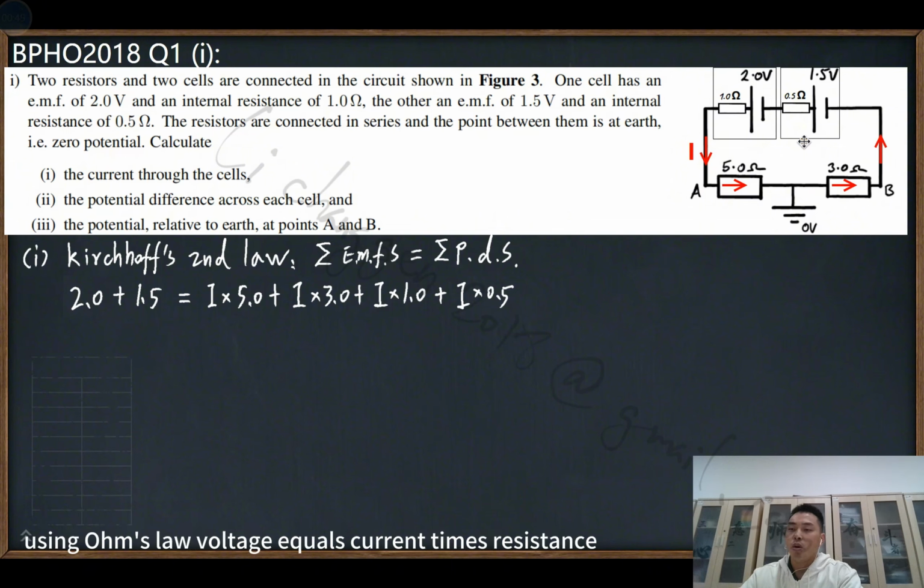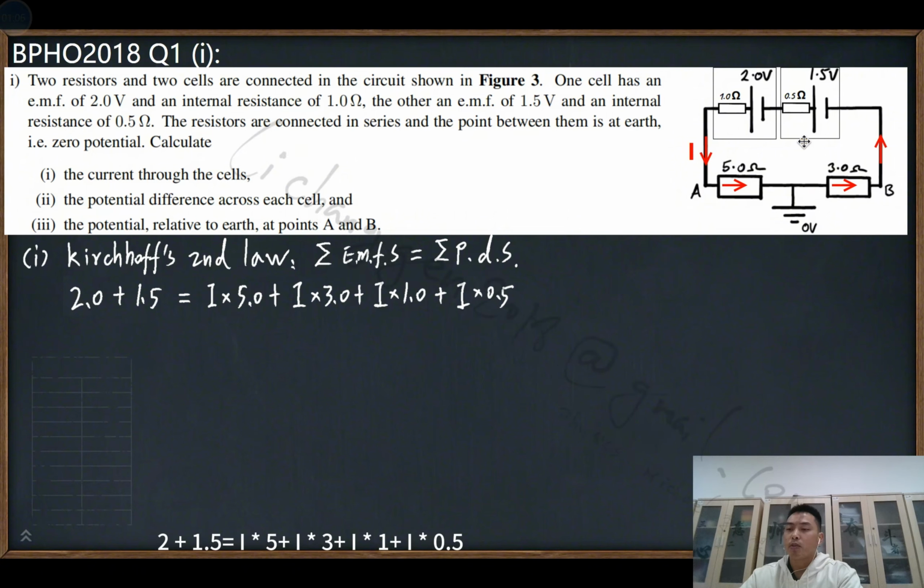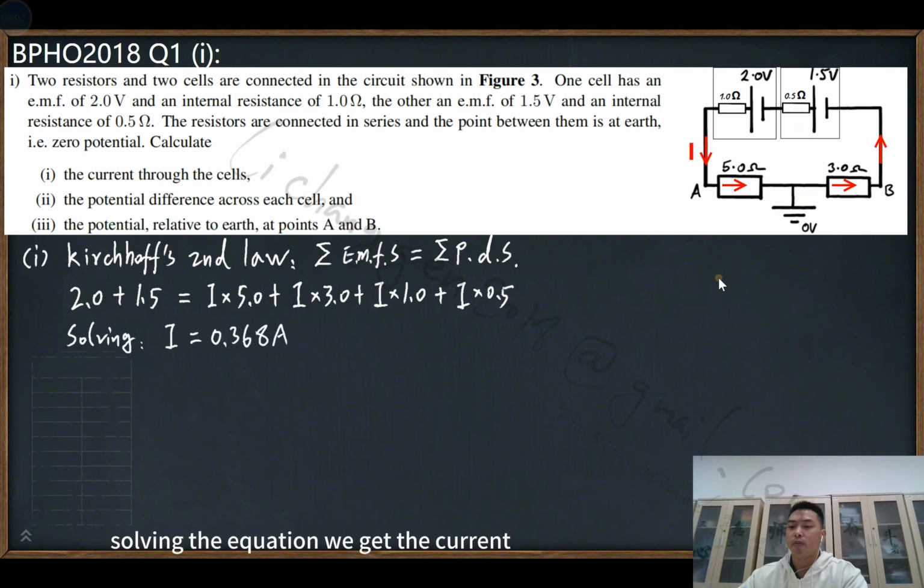Using Ohm's law, voltage equals current times resistance. We get the PD across each resistor in the loop, and the sum of the PDs equals the sum of EMFs in the loop by Kirchhoff's second law. So we get the equation 2 plus 1.5 equals I times 5 plus I times 3 plus I times 1 plus I times 0.5. Solving the equation, we get the current is approximately 0.368 amperes.